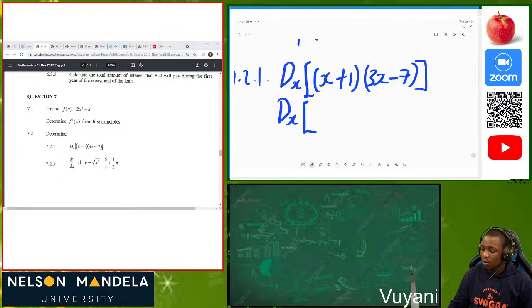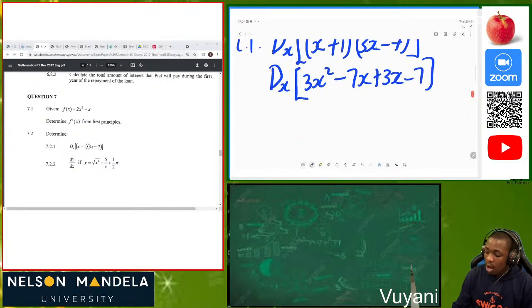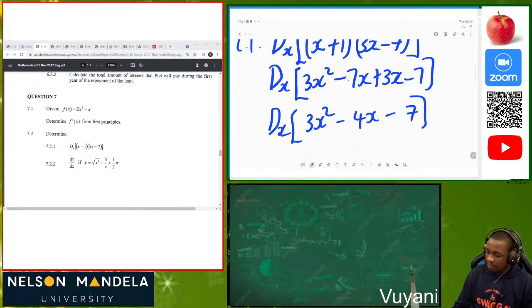By doing so, x times 3x gives us 3x squared. Then x times negative 7 gives us negative 7x. Then 1 times 3x is positive 3x. Then 1 times negative 7 is negative 7. I'm doing this to show you how I will arrive at the answer. So it's going to be 3x squared, then 3x minus 7x is negative 4x, minus 7.